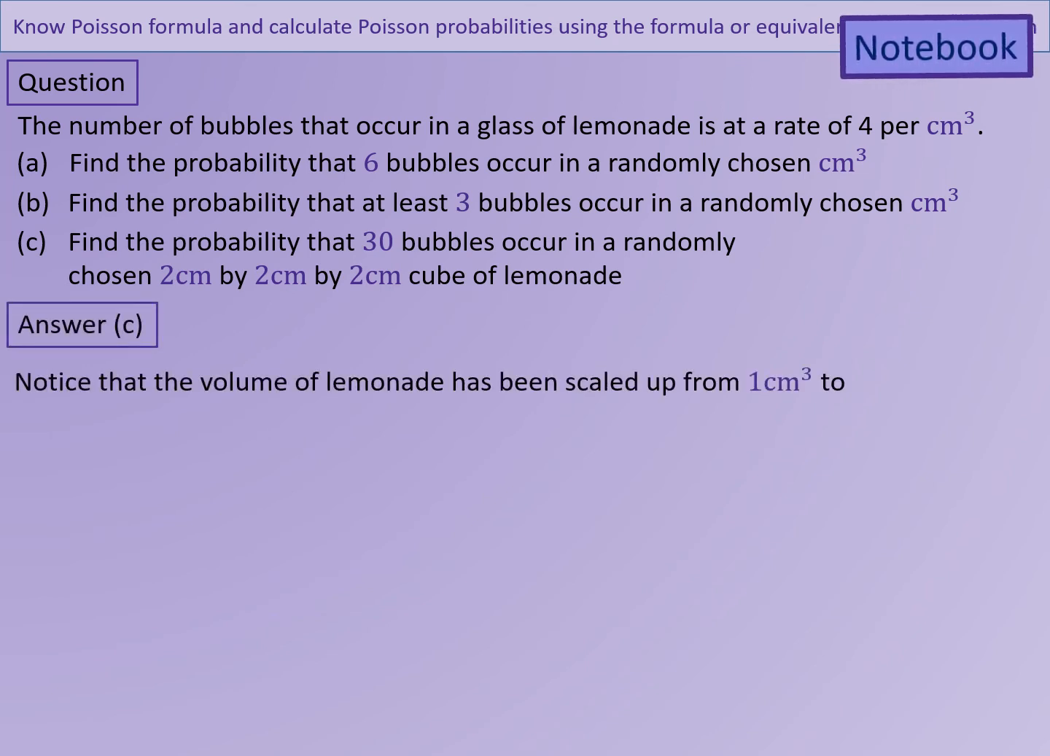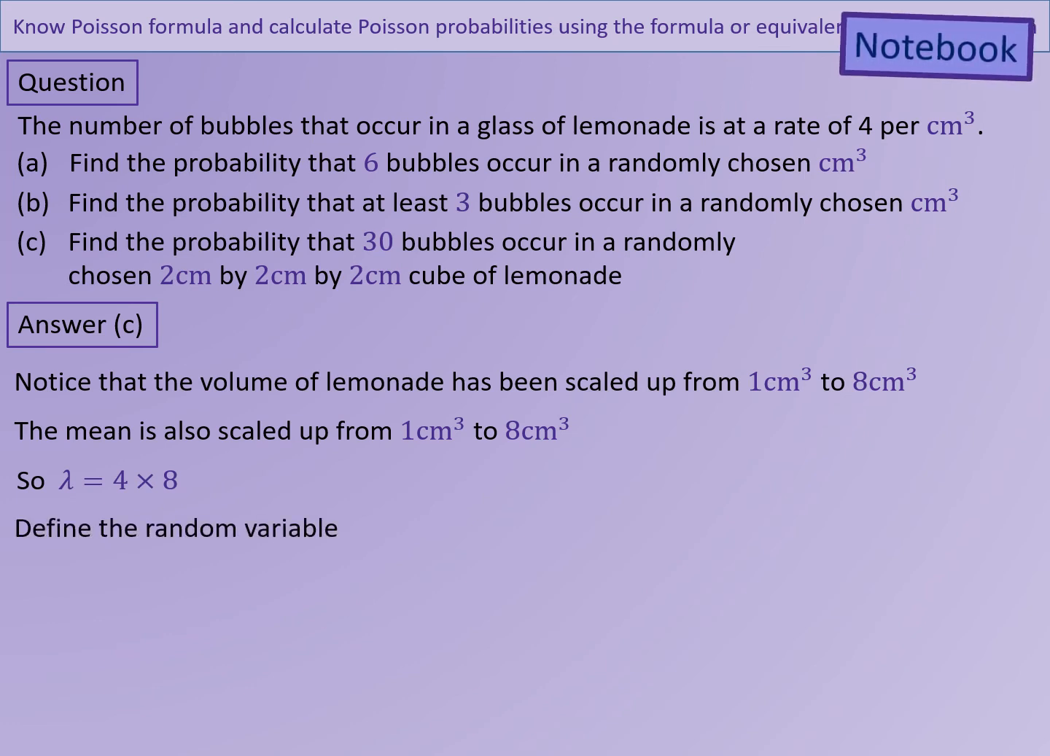In part C, we want to find the probability that 30 bubbles would occur in a randomly chosen 2 cm by 2 cm by 2 cm cube. We can see here that the volume of lemonade has been scaled up. So the volume of the new cube would be 8 centimetres cubed. So therefore the rate will also be scaled up in the same way. So the rate is going to be scaled up to 4 times 8.